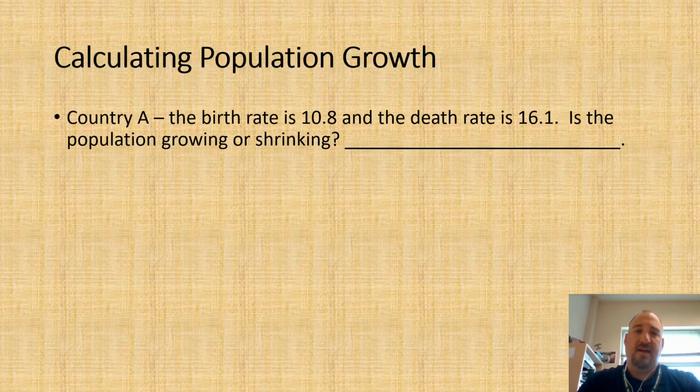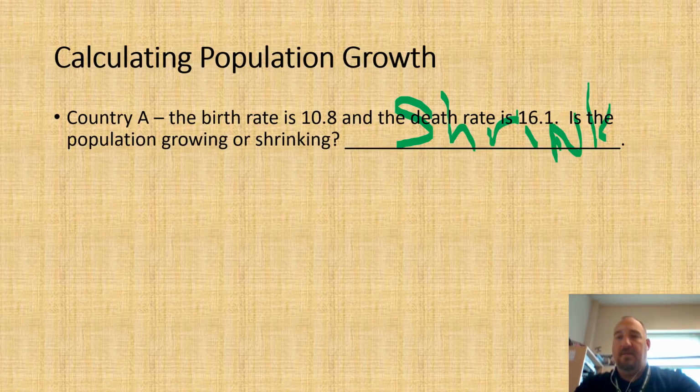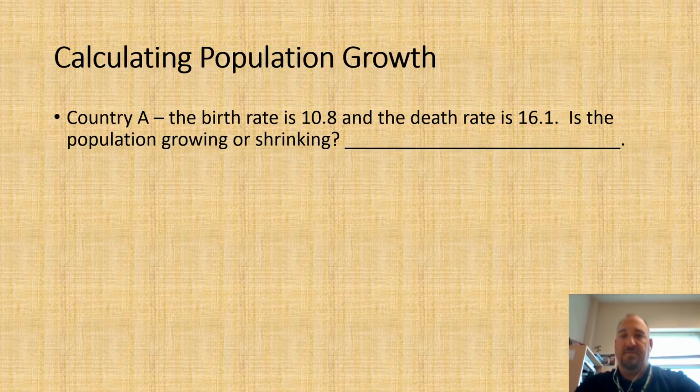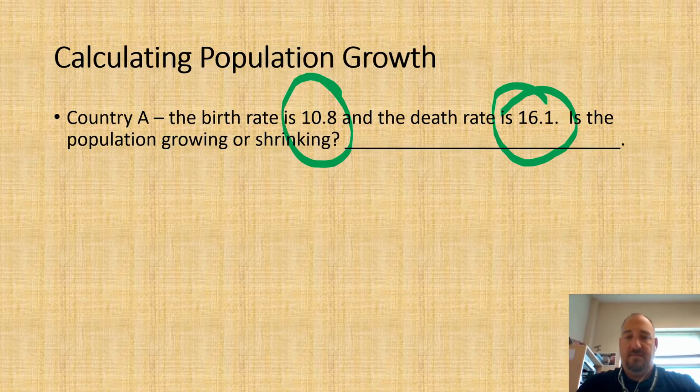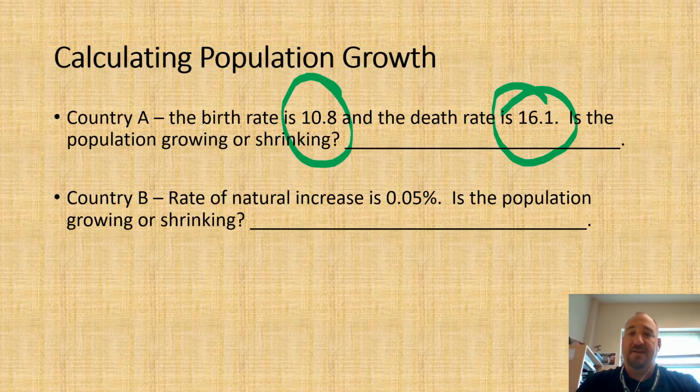When we calculate this then, country A, the birth rate is 10.8 and the death rate is 16.1. Is the population growing or shrinking? That would be shrinking, right? Because there's more deaths than there are births. Country B, the rate of natural increase is 0.05%. So we see that it's a positive number. So would it be growing or shrinking? It would be growing.